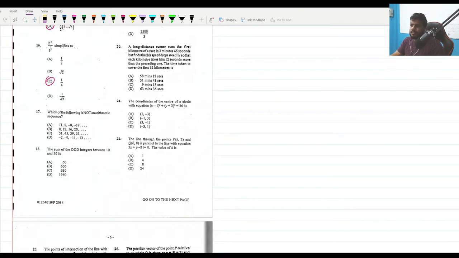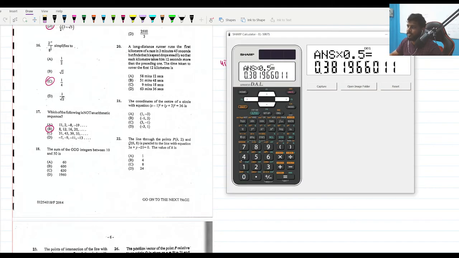B, 8, 9, 10, 11, 12. Add in 4. 12 and 4 is 16. Then 16 and 4 is 20. So B is looking like our AP. I'm just going to double check the next two just to make sure, right? 51 to 45. Let me check and see. 45 minus 51 is minus 6. So 51 minus 6 is 45. 45 minus 6, you can check it on a calculator. 45 minus 6 is 39, and then minus 6, and I get 33.